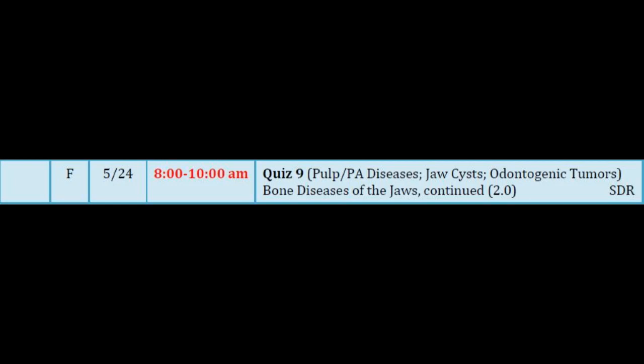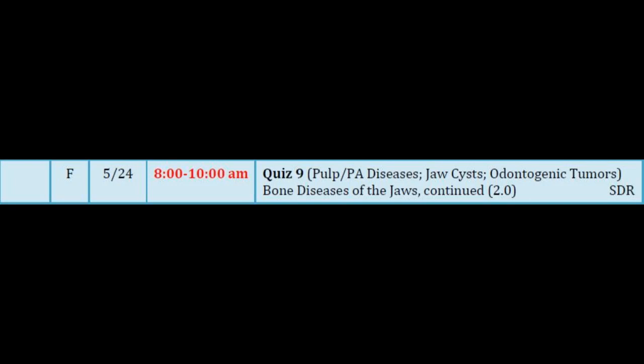So what are some of the early findings that we might see that would help us know we're working with osteosarcoma? Mobility of teeth, pain for no apparent reason, widened PDLs. Widened PDL that goes all the way around a tooth that's vital, instead of just at the apex of a tooth that's non-vital.